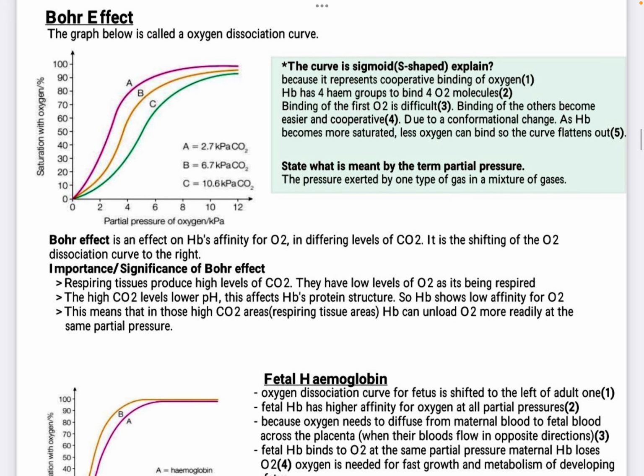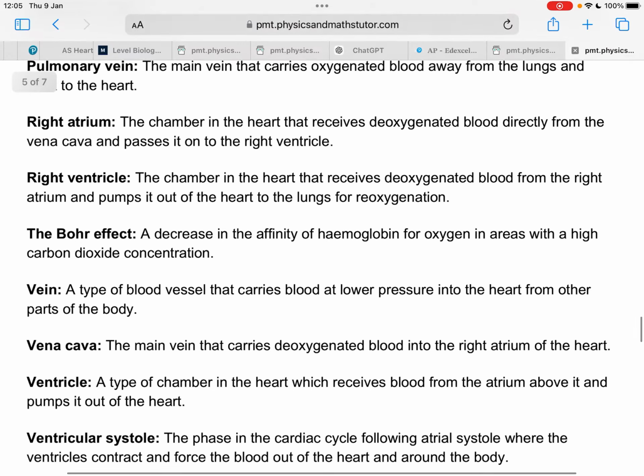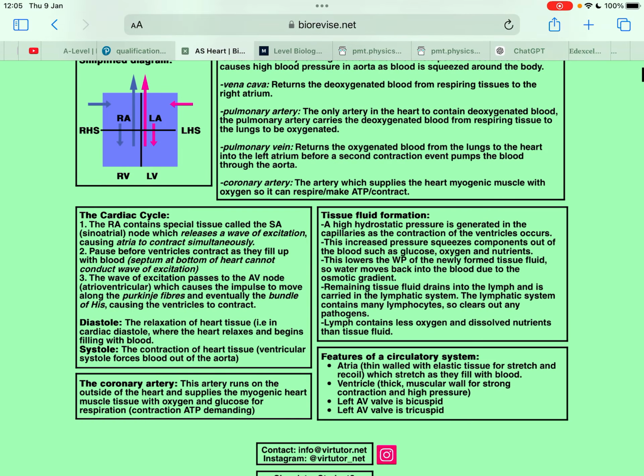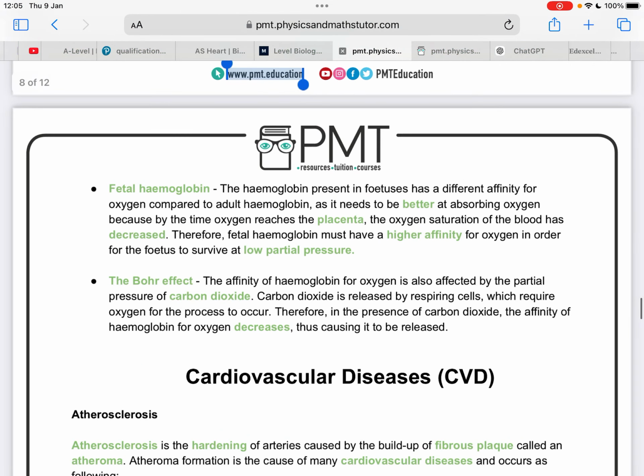What is the importance or significance of the Bohr effect? Respiring tissues produce high levels of carbon dioxide, as they have low levels of oxygen because it's being respired. The high carbon dioxide levels lower the pH, which affects the Hb's protein structure. So the Hb shows low affinity for oxygen, which means that in those high carbon dioxide areas, the respiring tissue areas, the Hb can unload oxygen more readily at the same partial pressure. So basically, here.